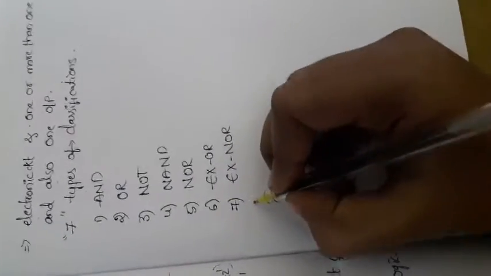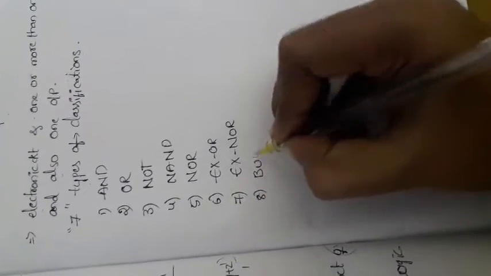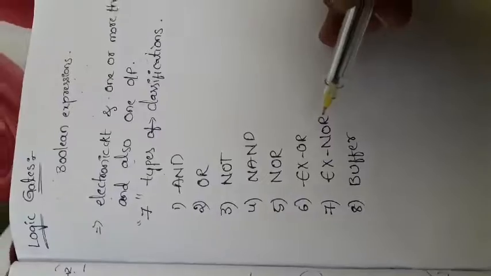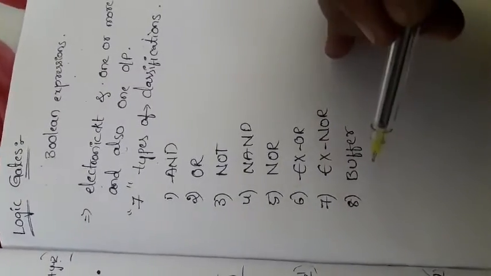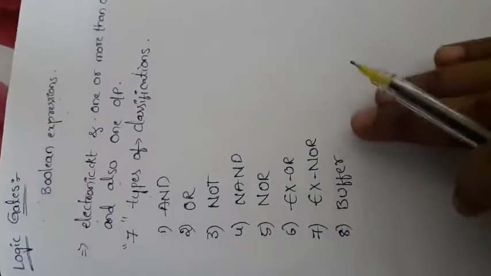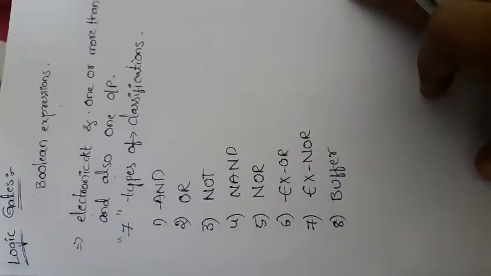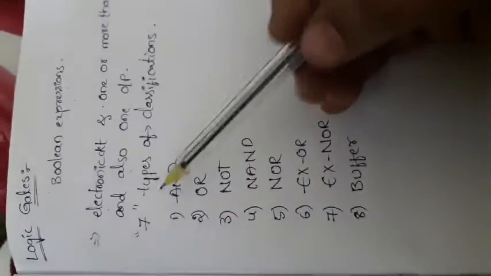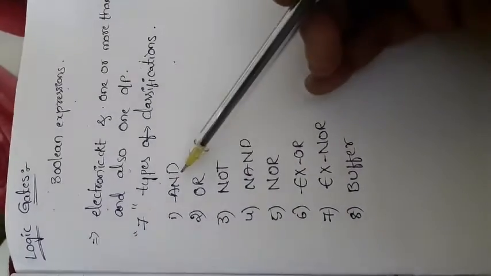One more gate is extra, that is the normal gate, which we can call a buffer. Here we can consider only 7 types. Why is it not considered a logic gate? Whatever input we give is equal to the output. That's why we cannot consider it a gate; this is a buffer. But sometimes we can consider the buffer as one of the classifications of logic gates. Totally we can consider 7 types of logic gates.